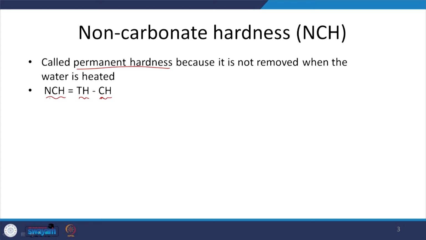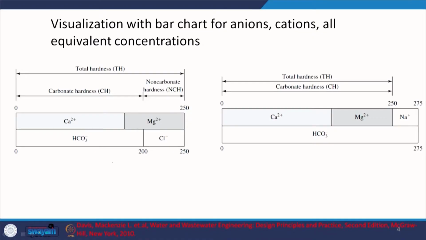So this non-carbonate hardness, as the name indicates, is when the relevant ions, calcium or magnesium, are associated with ligands other than HCO3 minus or CO3 2 minus. In that context, we looked at the figure, where we considered different permutations and combinations. Carbonate hardness is equal to the alkalinity in this case, because alkalinity is less than the total hardness.